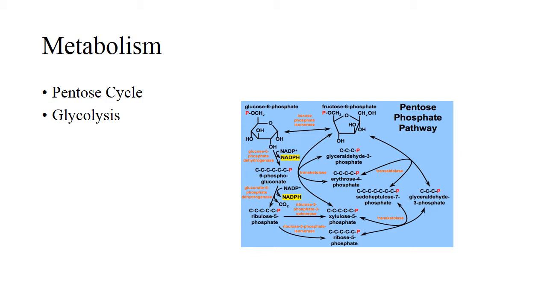It is known to use the Entner-Doudoroff pathway, and lactate is the end product of anaerobic glucose metabolism, and acetate and CO2 are the products of aerobic growth conditions. So lactate is the end product when it ferments, when it doesn't use oxygen, and acetate and CO2 are the products it gets when it does use oxygen.